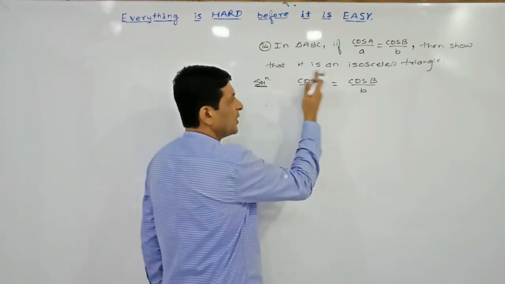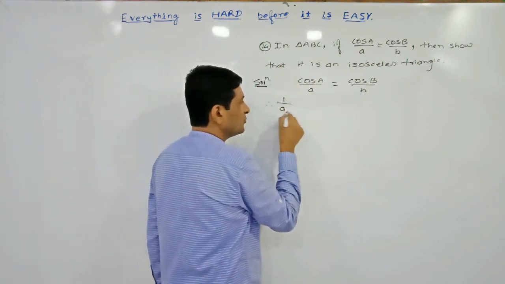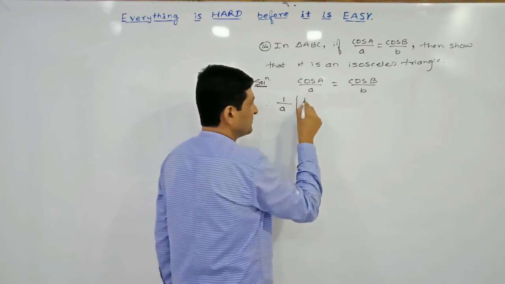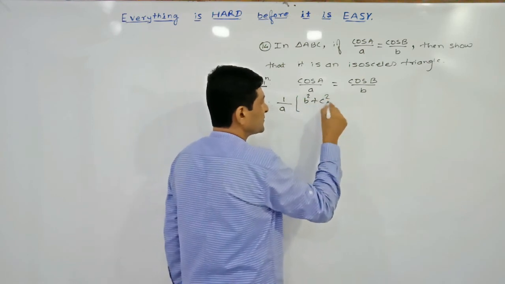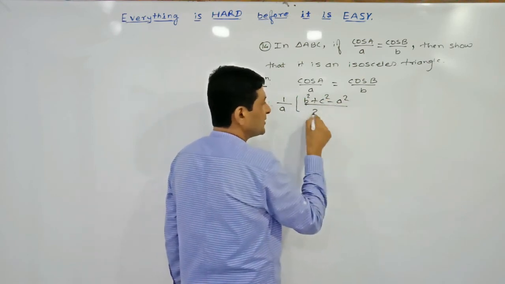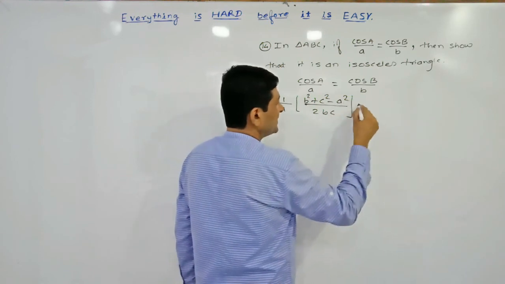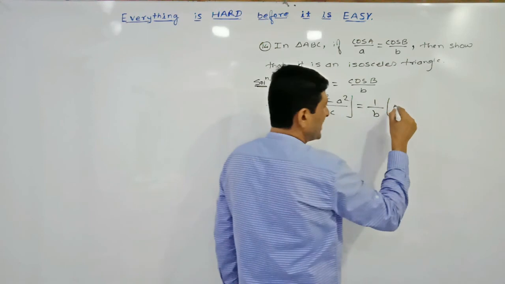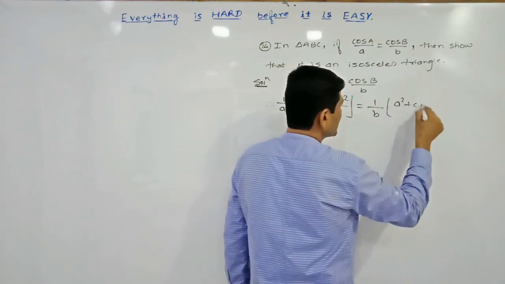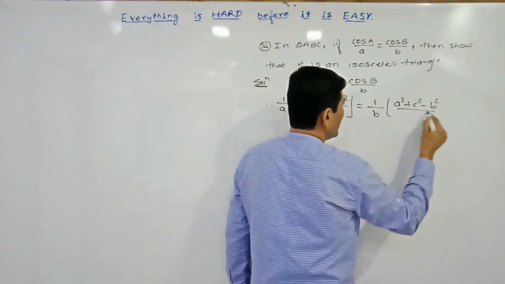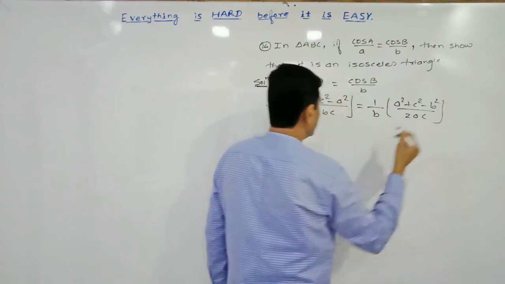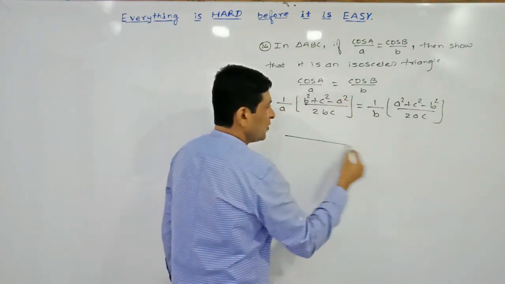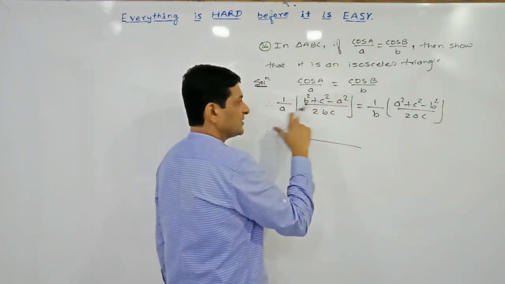So here 1 upon a, take it on one side. We are substituting the value of cos A, which is nothing but (b square plus c square minus a square) upon 2bc. On this side also 1 upon b, keep it as it is, take it on one side, substitute the value of cos B, that is (a square plus c square minus b square) upon 2ac. So therefore in the denominator, let us check what we are getting.